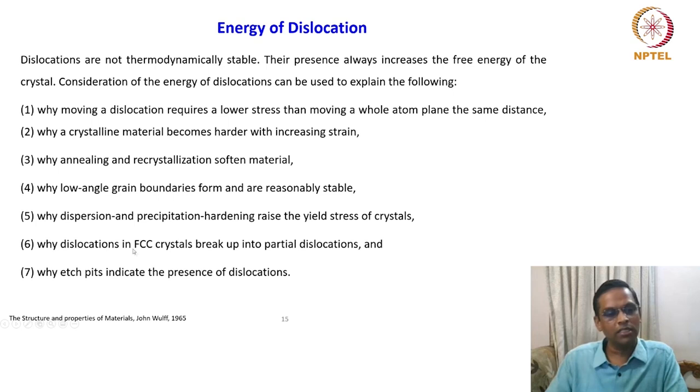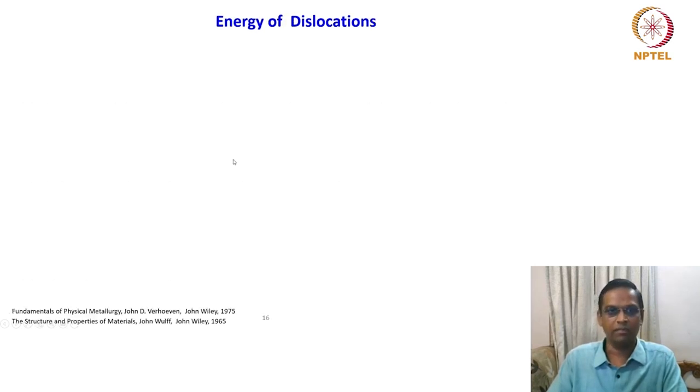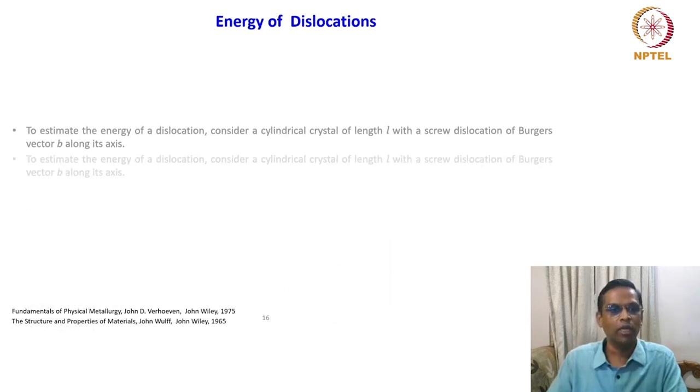And finally, why do dislocations in FCC crystals break up into partial dislocations, and why do etch pits indicate the presence of dislocations? We will see in the future slides that a dislocation can get dissociated into two dislocations, right? Why it happens will also be addressed in terms of energy conservation. So you see, several questions can be nicely addressed by the dislocation and its energy. Okay, so we will slowly get into this.